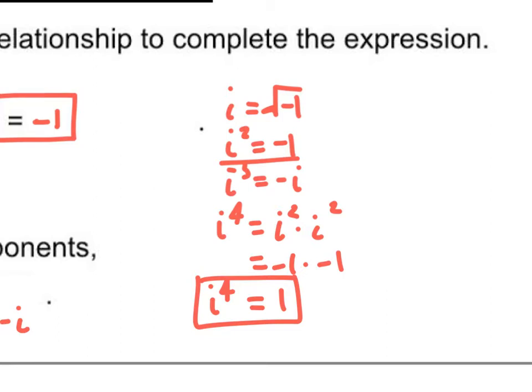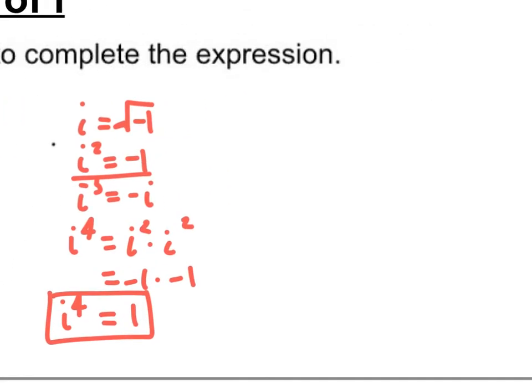Now let's think about something. What if you just had, say, i to the fifth? Then what ends up happening is we get i to the fourth times i. We know that i to the fourth is equal to 1, so this is going to be equal to 1 times i. So i to the fifth can be simplified back down to just i.